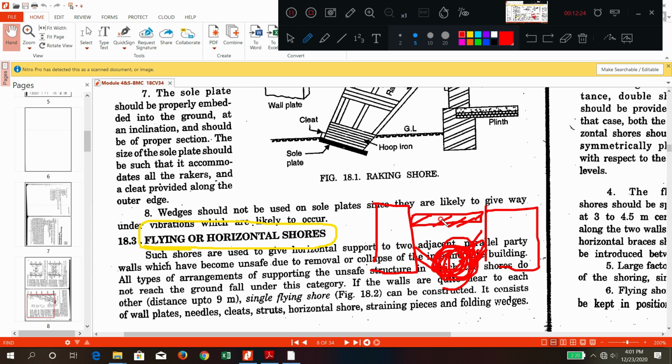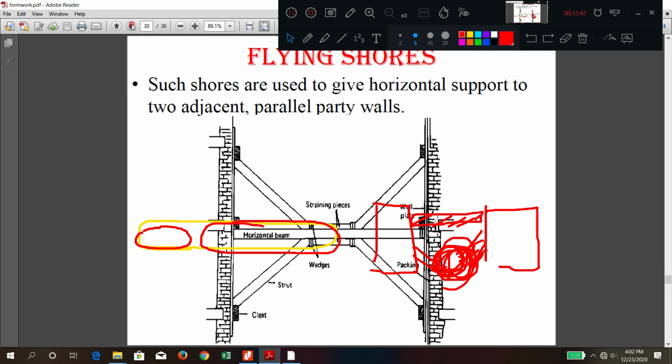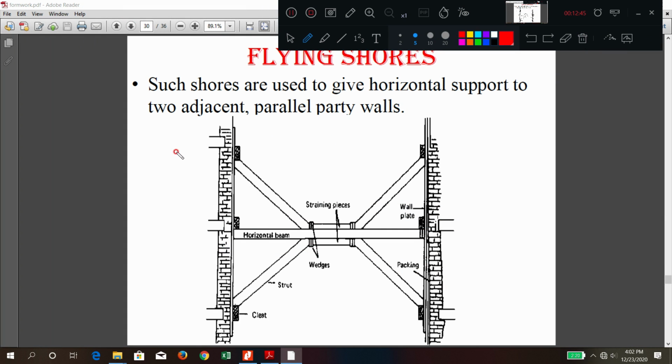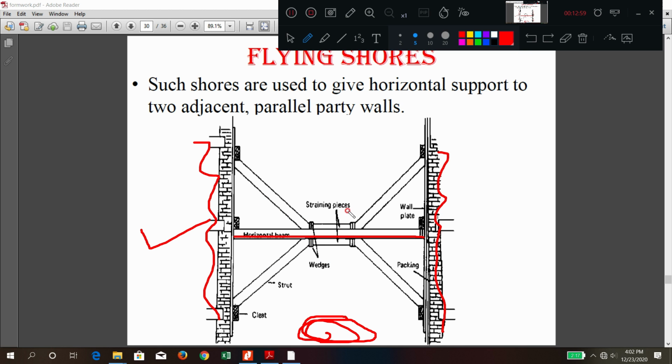This type of shoring work, which is horizontal in nature and which is suspended from above the ground level, is called a flying shore. These are called flying shores or horizontal shores. Okay, now in this diagram you can see there is a building here, and on this side there is another building. This is called a single flying shore, because only one horizontal beam is there, so that people can easily work here. It is suspended in the air, so that is why it is called a flying shore, and it is horizontal, so that is why it is called a horizontal shore.